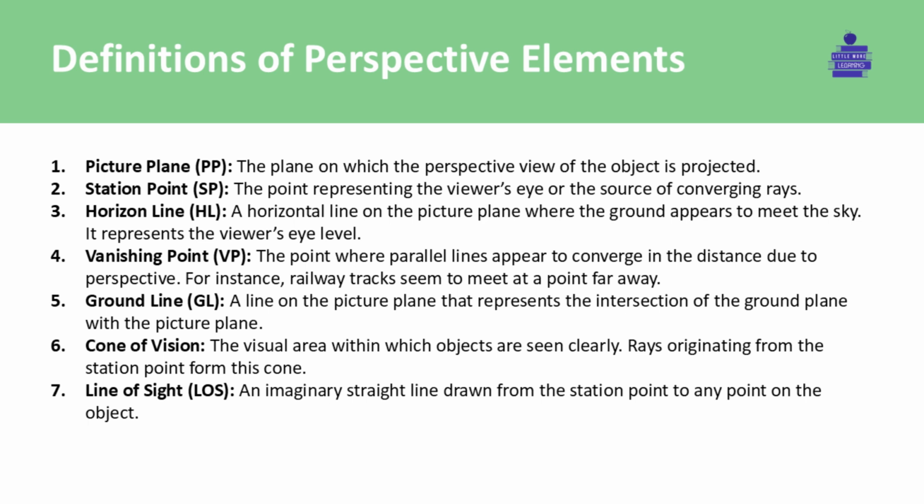The ground line, or GL, is where your picture plane meets the ground. Think of it as the bottom edge of that imaginary sheet of glass you're looking through. We also have what we call the cone of vision. Imagine a flashlight beam spreading out from your eye. Anything within this cone is what you can see clearly. Finally, the line of sight is like a laser beam from your eye to any specific point you're looking at. Understanding these elements is crucial because they work together to create the illusion of depth in our drawings. In our next slide, we'll see how these elements combine in different types of perspective drawings.